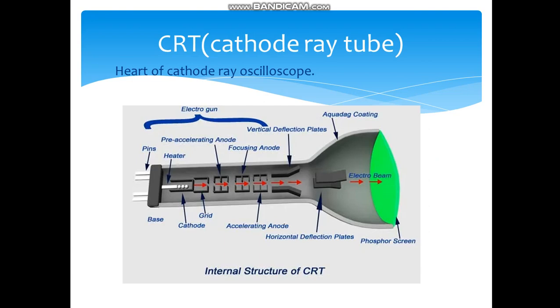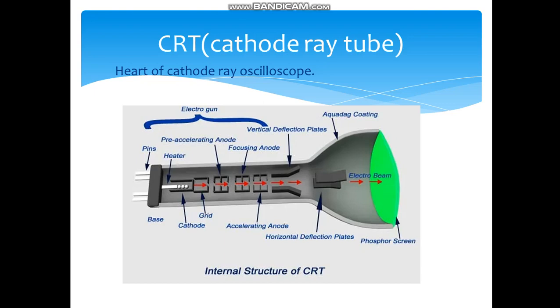This is the CRT, the cathode ray tube. Actually, this is called the heart of CRO. Now, let's see what parts are present in the CRT. From left to right, first you have pins, then base. After that, you have cathode, grid, pre-accelerating anode, focusing anode, accelerating anode, and at the top the electron gun. That is, the total part from the pre-accelerating anode, the heater set, to the focusing anode, till that you call it the electron gun.